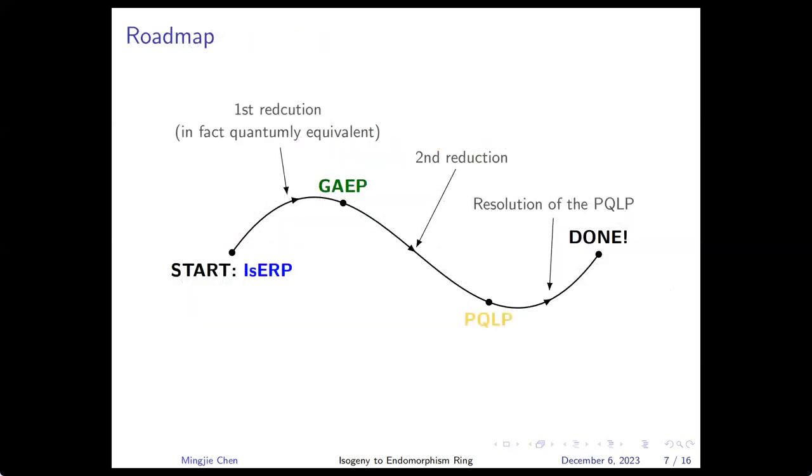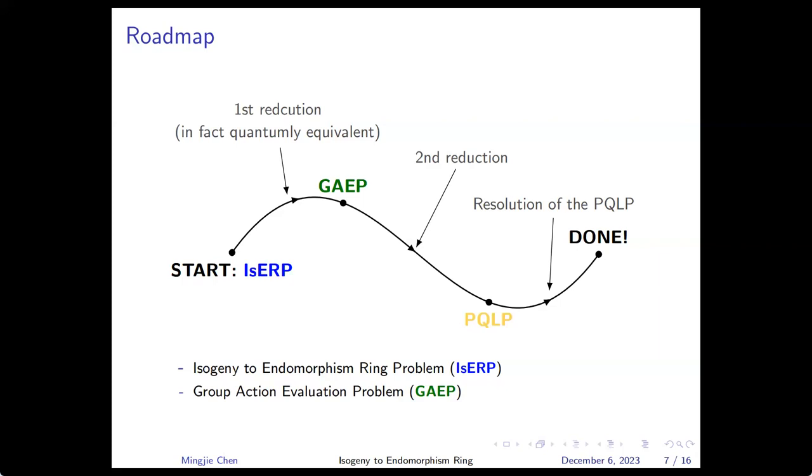Here is the roadmap. In order to resolve one problem, the ESERP, we introduce two more problems. The green one is short for group action evaluation problem, GAEP. And the yellow one is the power smooth quaternion lifting problem, PQLP. As you can see, eventually through the reductions, we finally live in the quaternion world. So we first make a reduction from ESERP to GAEP. In fact, it's two-sided arrows, so they're equivalent. And then we reduce GAEP to PQLP. Finally, we solve PQLP, so then putting everything together, we resolve the ESERP.